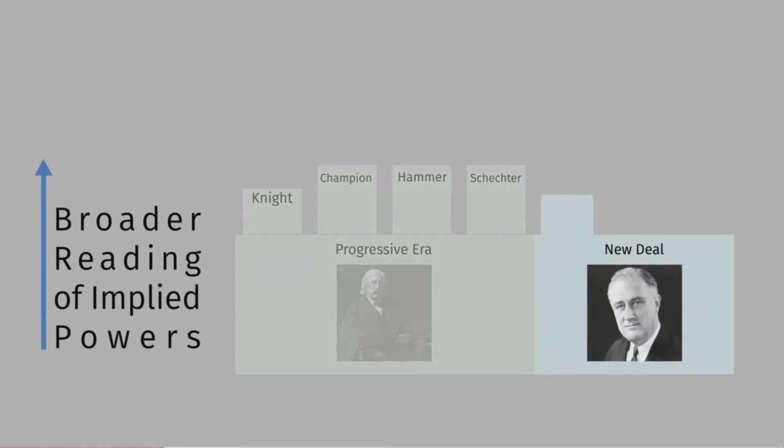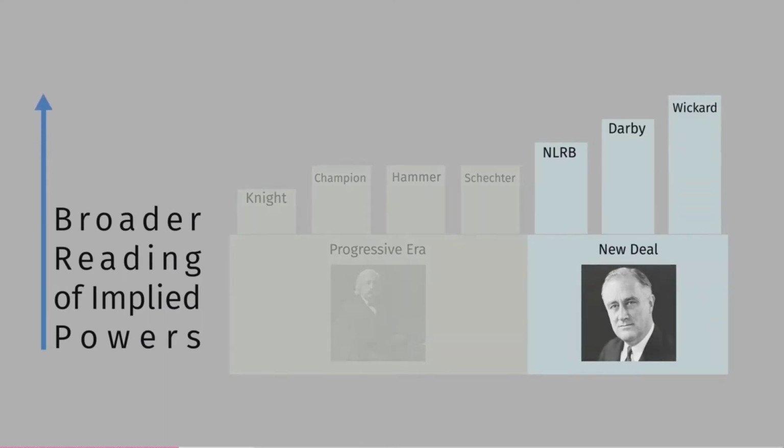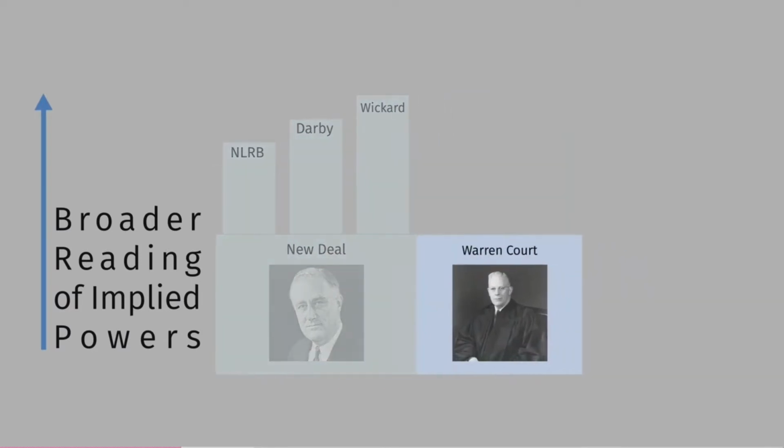And in the New Deal Court, we have the cases of NLRB and Darby, which both ushered in a radical redefinition of implied federal power by adopting what is known as the substantial effects test. And this power was then expanded even further by adopting the aggregation principle in Wickard.